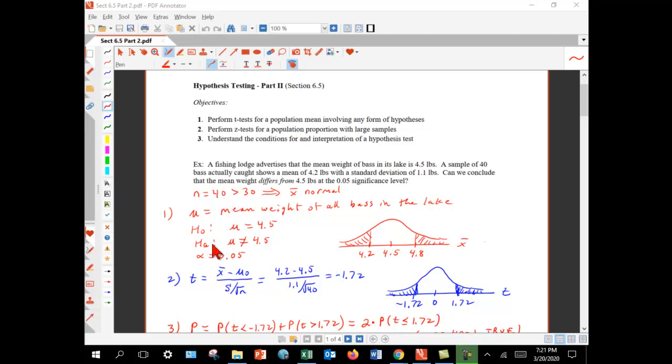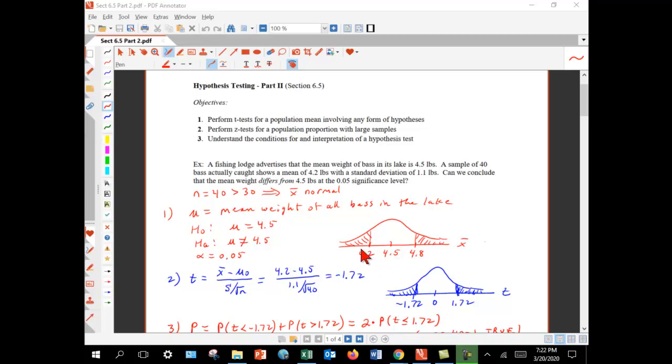And then for our hypotheses, if I jump to the alternate hypothesis and ask what the question is asking me to check: does the mean weight differ from 4.5? You can be different from by being bigger or smaller, so that indicates that we have a two-tailed test. Mu not equal to 4.5 is what we're trying to find evidence for. And the default is to take the fishing lodge at their word that the mean is 4.5 pounds. The problem also tells us that the significance level that we should use is alpha equals 0.05.